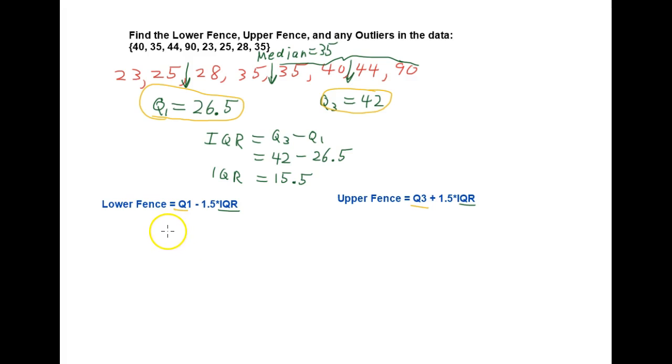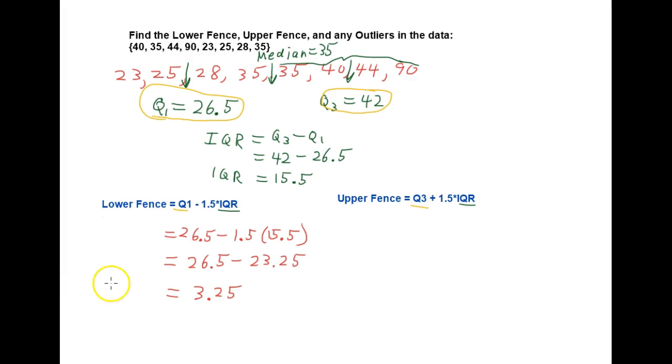Okay, let's start putting those numbers in. So the lower fence is the first quartile, 26.5 minus 1.5 times 15.5, and that is 26.5 minus 23.25. So the lower fence will equal 3.25. That's our lower fence. I'll abbreviate it LF, lower fence.